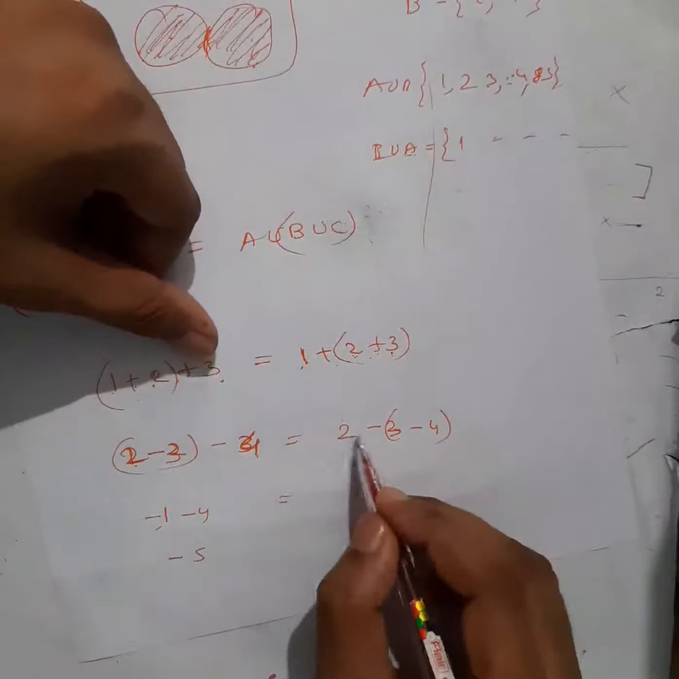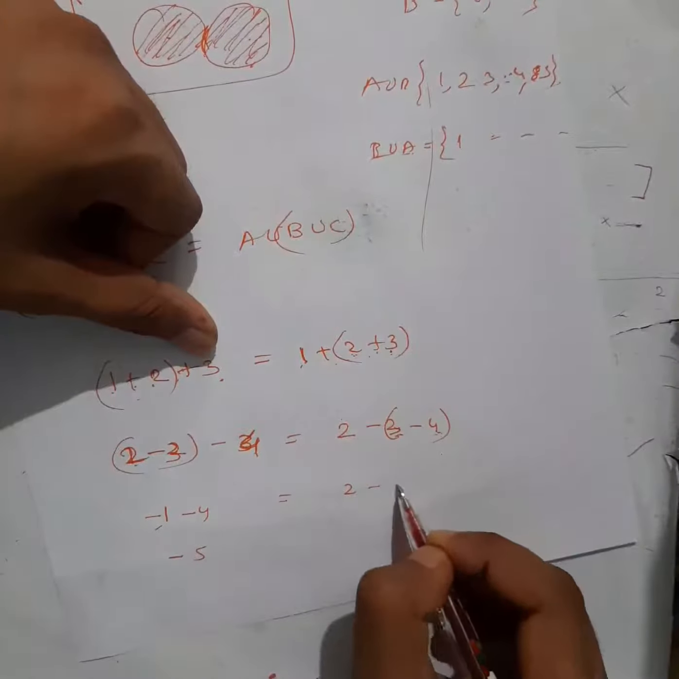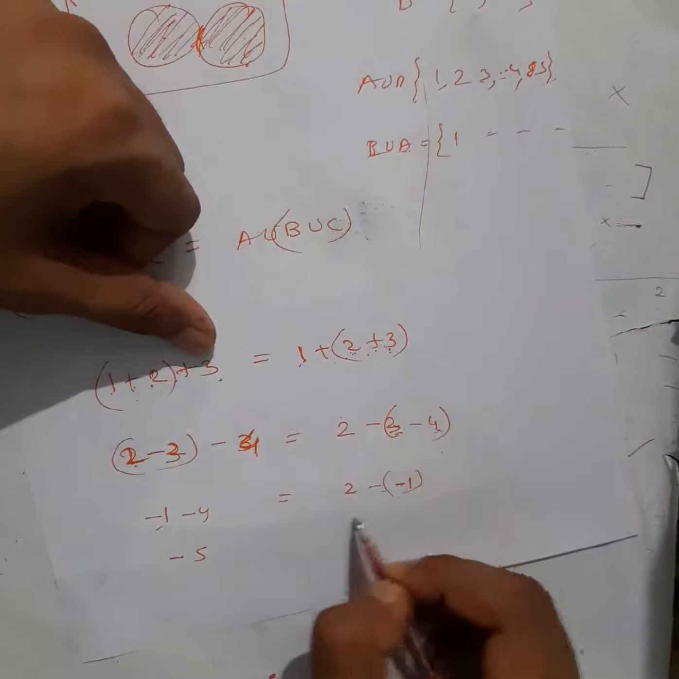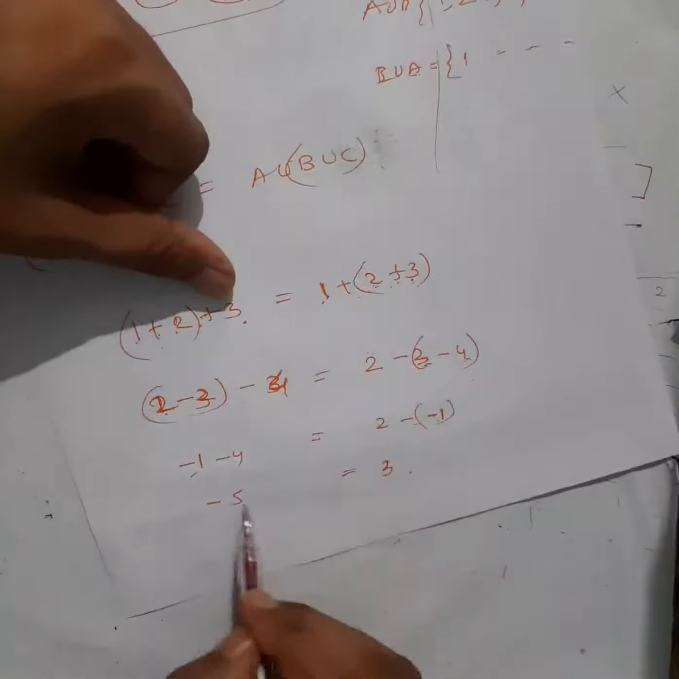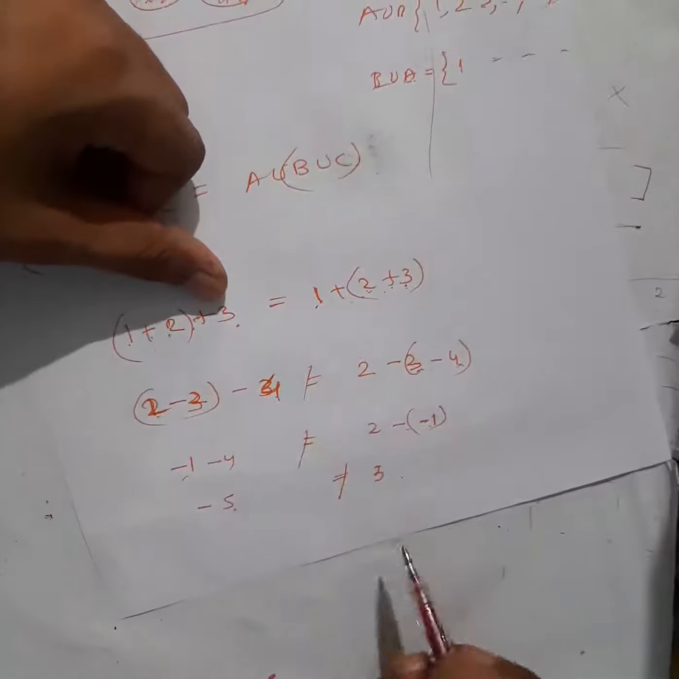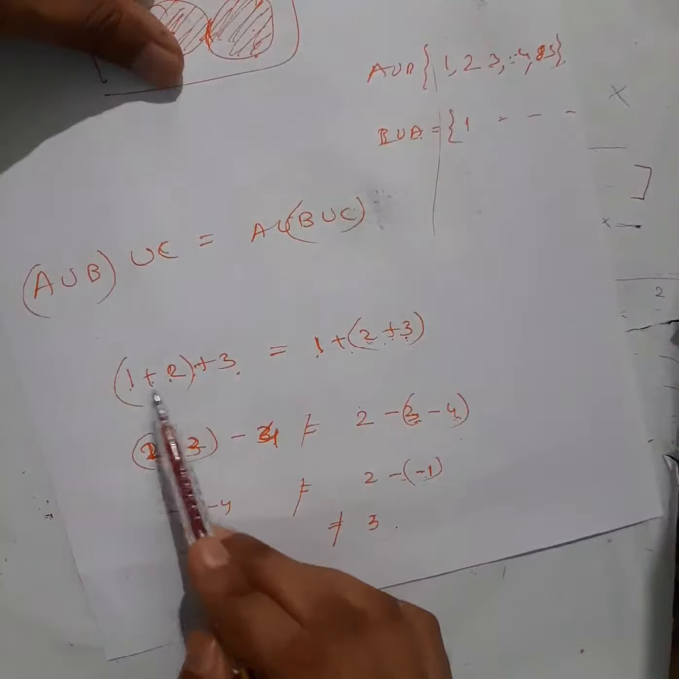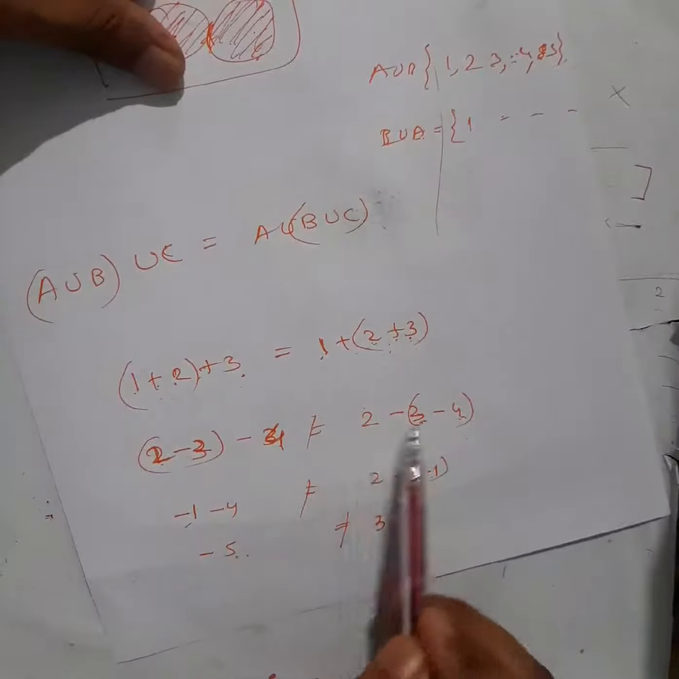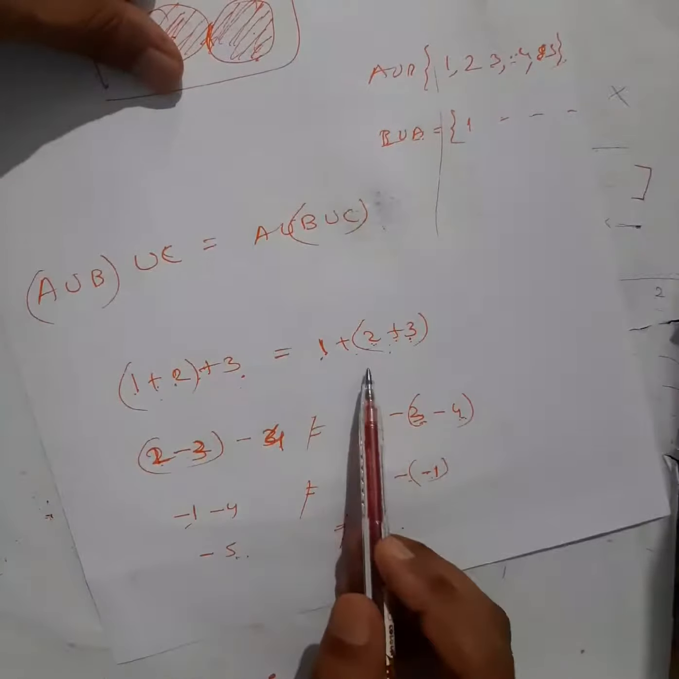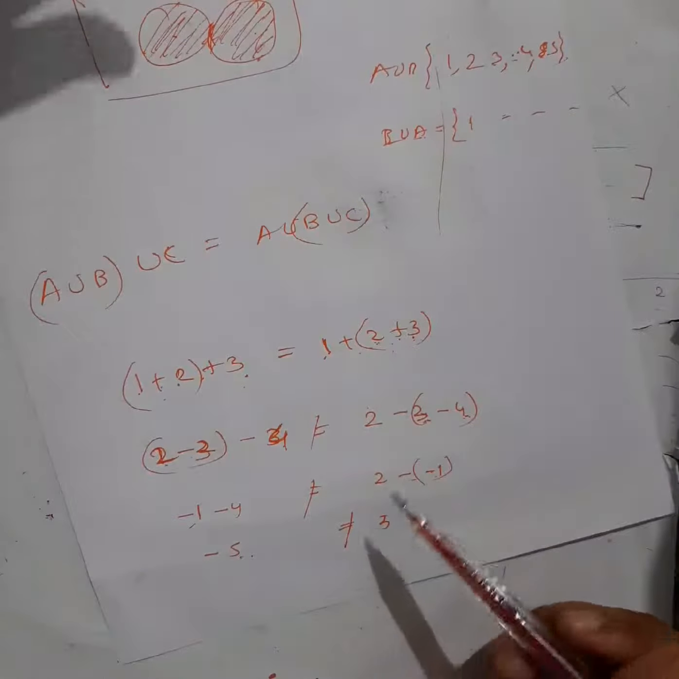On the right side what will you get? First you have to solve inside the bracket, right? 3 minus 4 is minus 1. So 2 minus minus 1 is minus minus plus, so 2 plus 1 is 3. Are they the same? No, they are not equal. So changing the position of the bracket will not make it equal in case of subtraction, but in case of addition it is equal. In some cases it might give you equal, in some cases it might not.